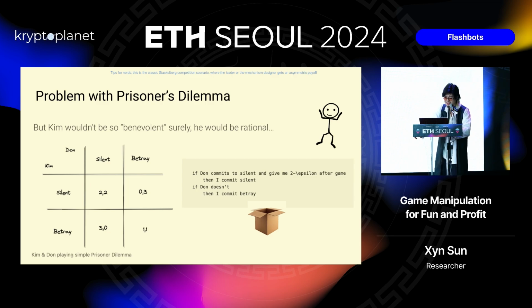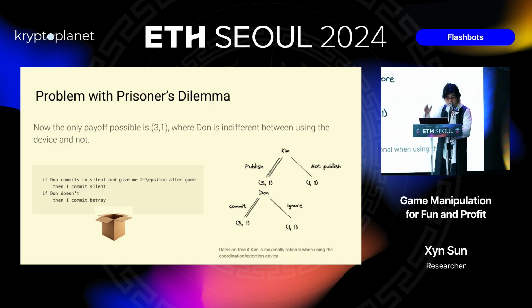So let's keep the same game. Now Kim can say that if Don commits to being cooperative and gives me the surplus that he would extract, 2 minus epsilon, after the game, then I commit to silent. If Don doesn't, then I commit to betray. So in this case, the only possible payoff is 3-1, where Don is indifferent between using the device or not. Similarly, you could draw this out in a tree structure or a matrix structure to get the final payoff.